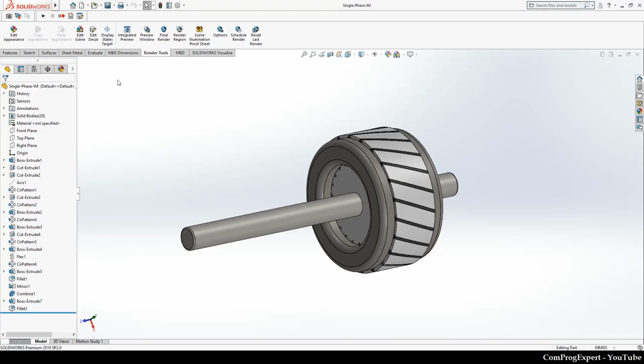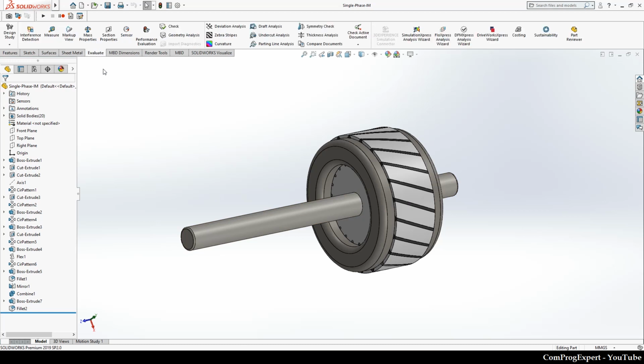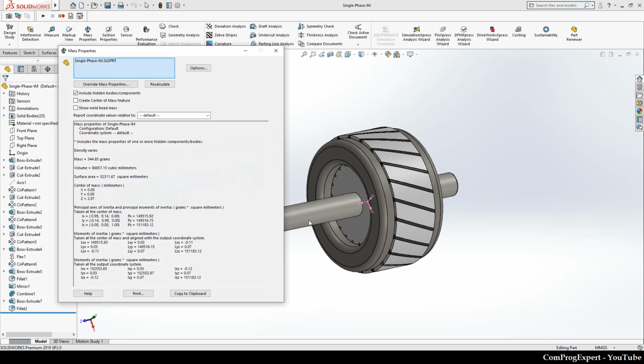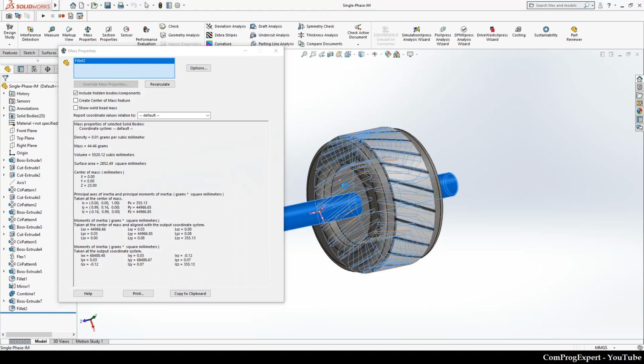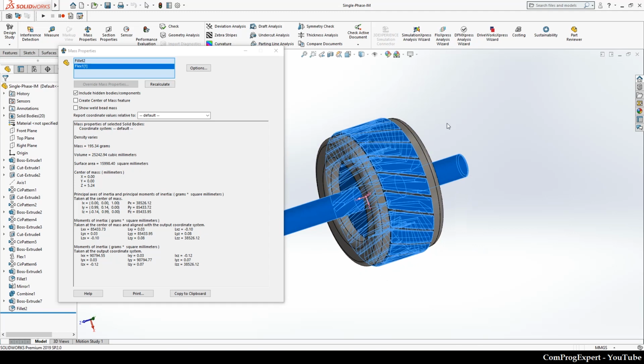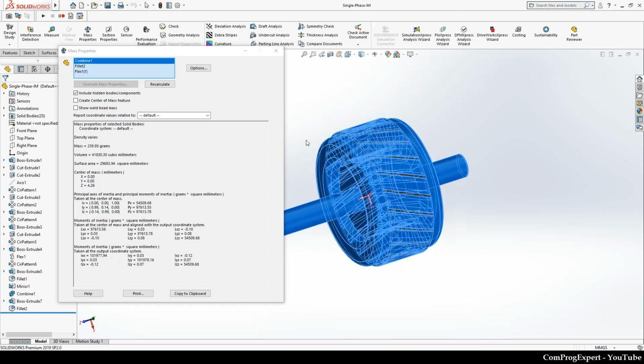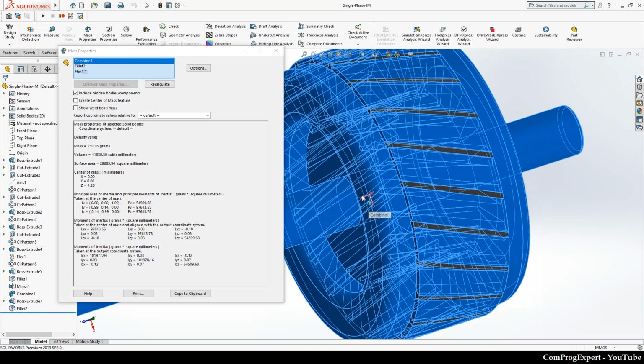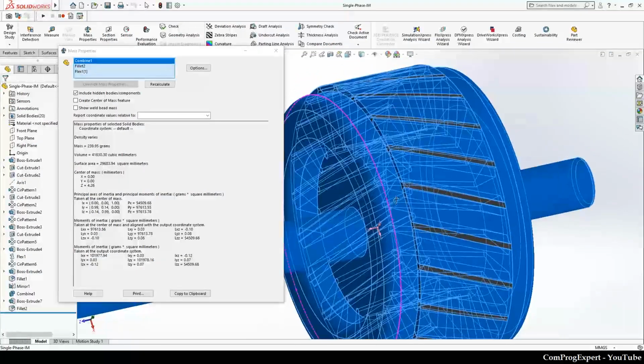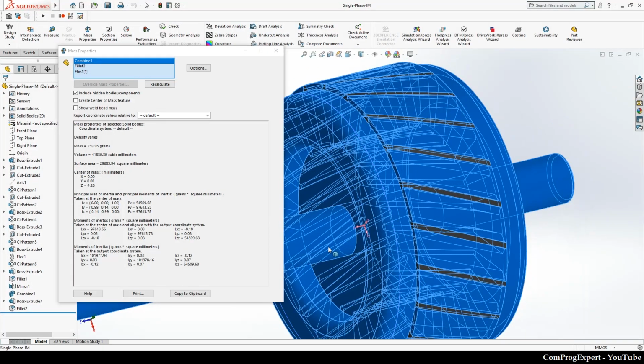So here from evaluate mass properties, I can click on the shaft, rotor core, and finally rotor cage. So you can see the value of, you can see the IX, IZ, and IY. Actually, we need to know the value of moment of inertia around IX, that is 54509, right? The unit here is grams times square millimeters.